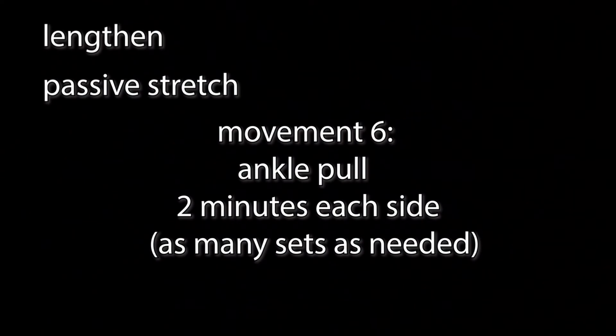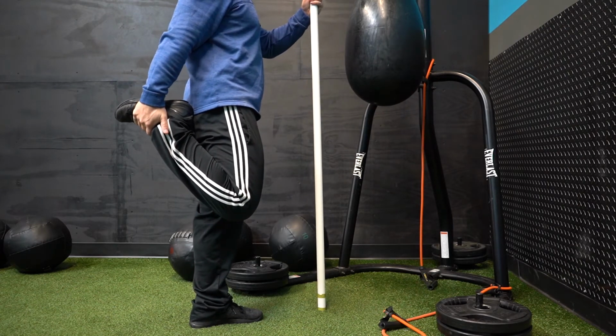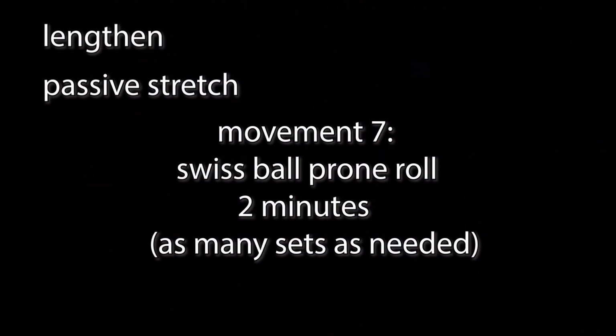We're going to go back to some passive lengthening now that we've got some contraction and some blood flow into the areas. Please make sure that you're stable on this. You're just going to grab and pull on your ankle and stretch the flexor and the rectus femoris.